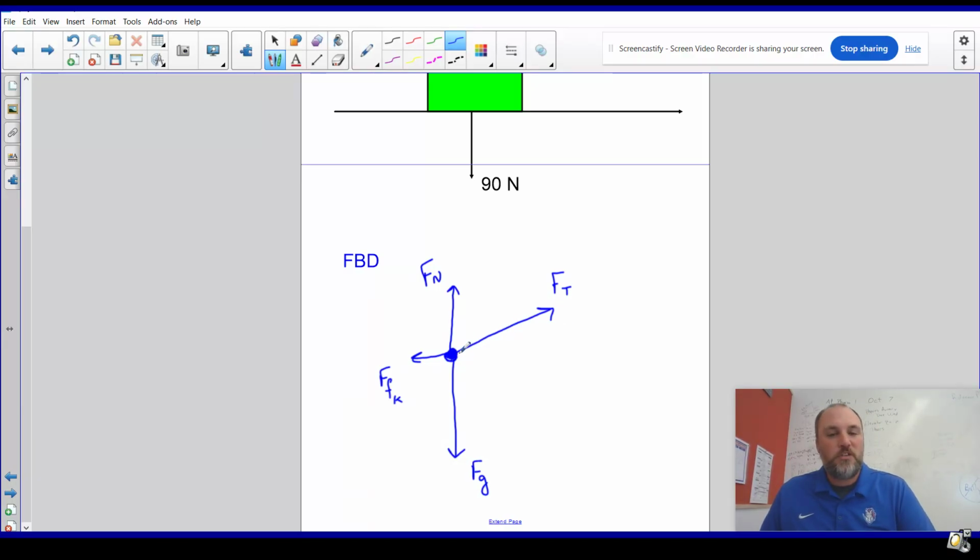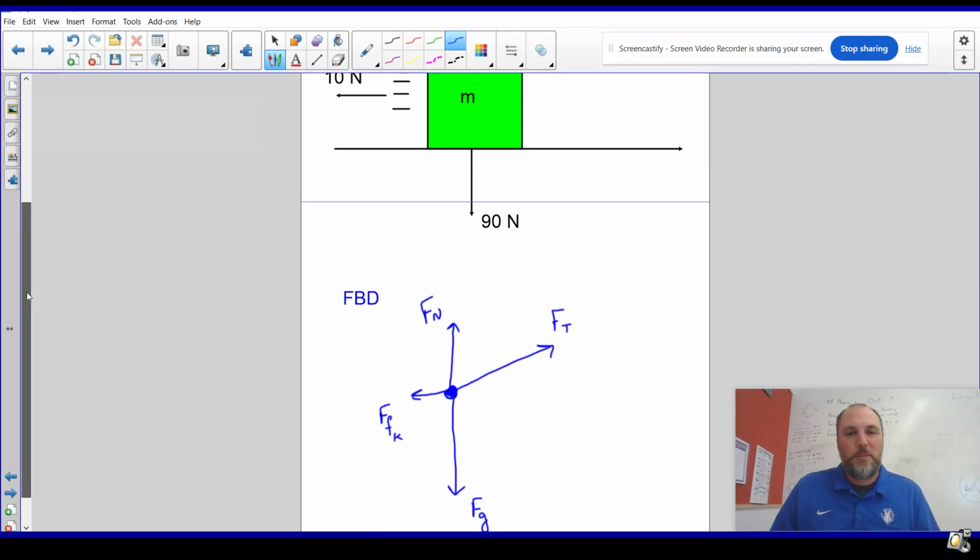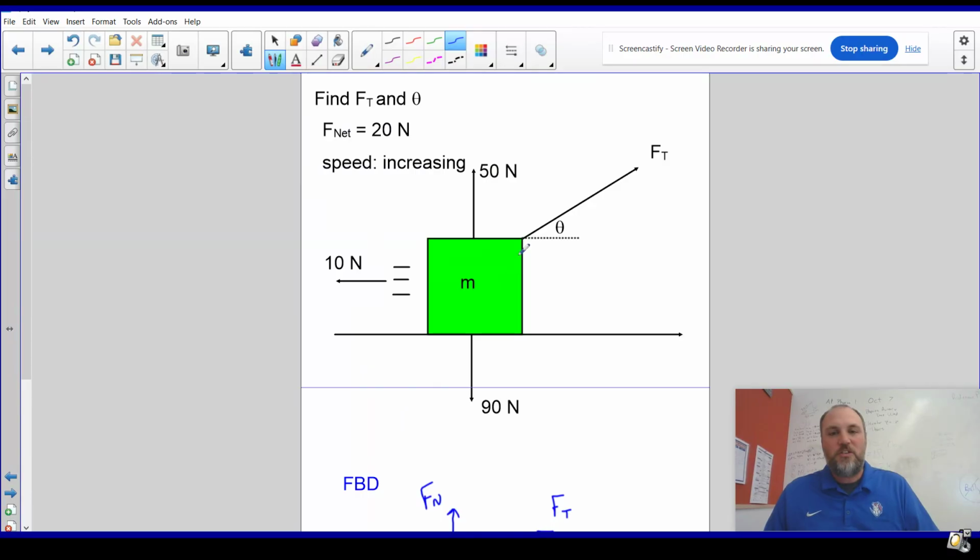I also don't want to show components on my free body diagram. If you draw components, they're going to consider those to be additional forces, and you're going to get your free body diagram marked wrong. So here's my free body diagram. Those are the four individual forces acting on this object. Now on this image, I will go ahead and take tension and break it into a horizontal and a vertical part. I don't want to do that on my free body diagram, so just be careful with that.